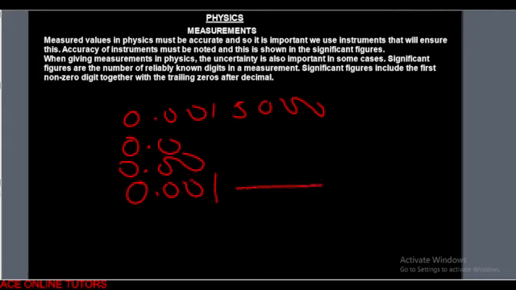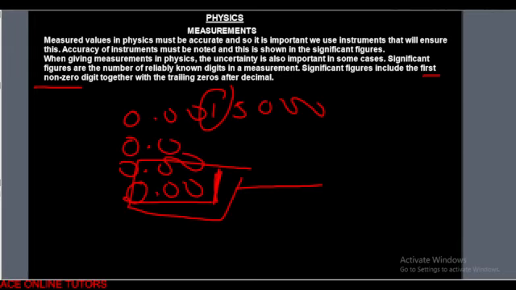Then you can continue, or you can stop anywhere you want, depending on what they ask you to do. But you must make sure that you keep writing the zeros until you get to the first number, and that is going to give you your significant figure. So it must include the first non-zero. This is the first non-zero. So you start from the beginning, 0.00, till you get to the first non-zero. Then that's when you can stop.